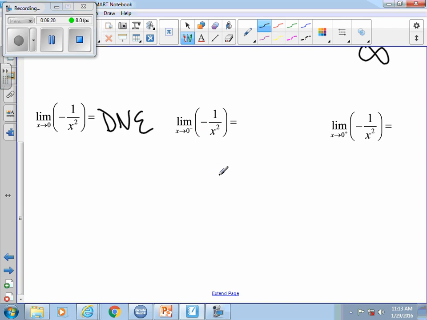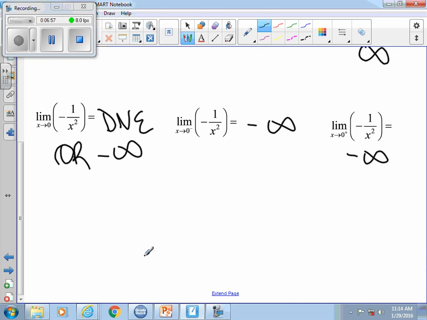0 from the left. What is a number to the left of 0? Negative 0.1. What happens when you square negative 0.1? It becomes positive, but then I've got another negative sitting out here, so what am I approaching? What about this one? It's also negative infinity, isn't it? Does everyone agree with that? AP will accept negative infinity there. I don't like it. They'll take it, though.